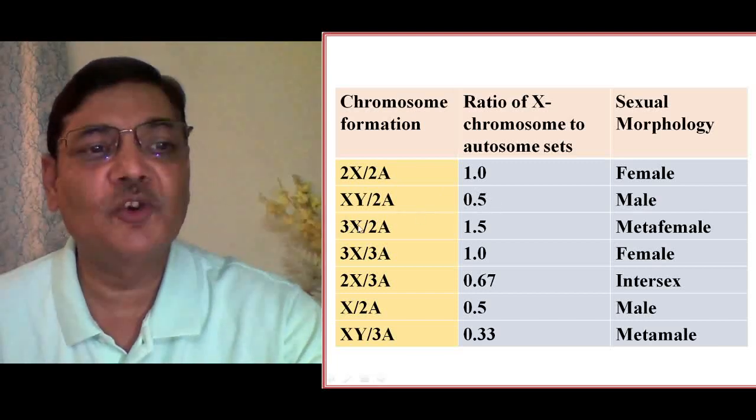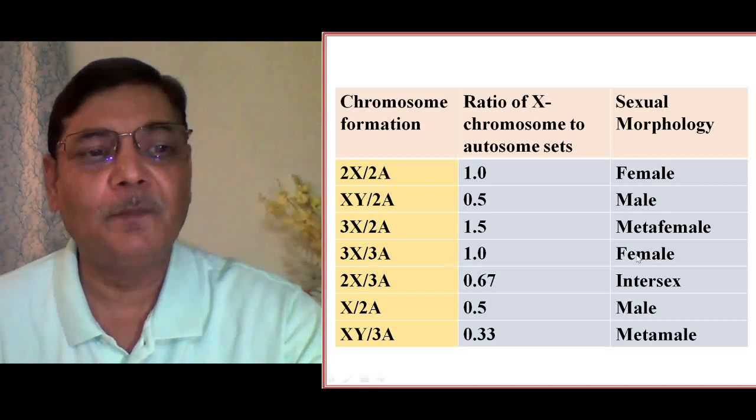Now if three X chromosomes are there and two sets of autosomes, then this value will be above 1, 1.5, and such an individual will be a female, referred to as a meta-female. This will be very weak and will not be able to survive its full life. Likewise, if you have an individual with 3X chromosomes and three sets of autosomes, again the value will be 1 and this will be a normal female.